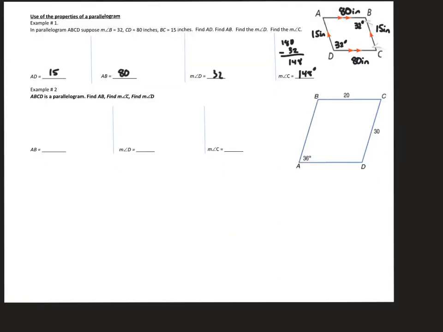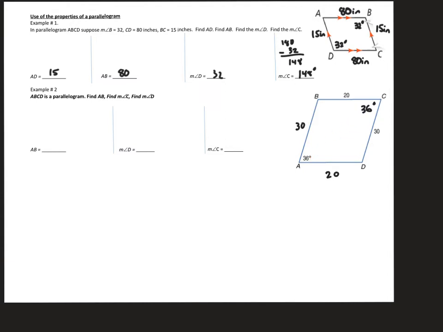Looking at example number 2, I could just fill in the opposite sides right here. I know that AD is going to be 20, and I know that AB is going to be 30. I also know that angle C will be 36. All of these have to do with opposite sides being congruent. So AD and BC are congruent. They're opposite sides. CD and BA are opposite sides. So that's why AB is 30. If I look over here, angle C is 36 because opposite angles are congruent.